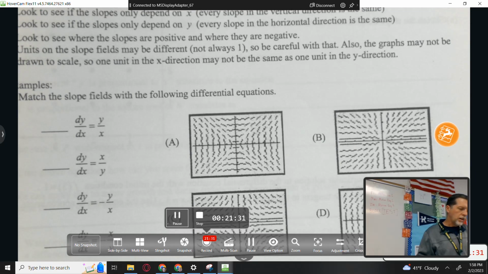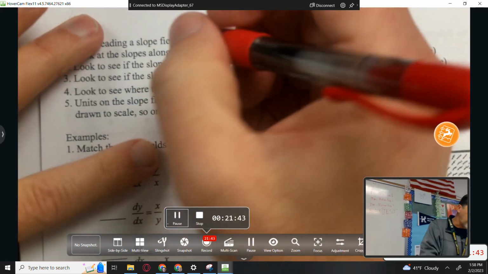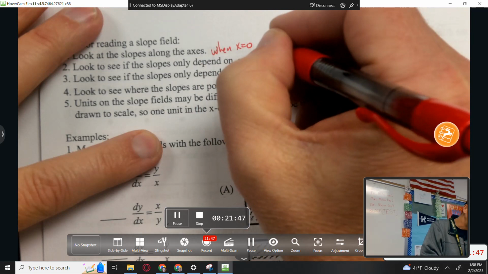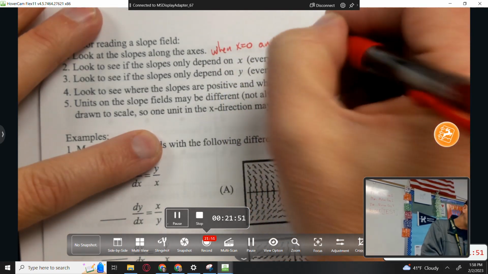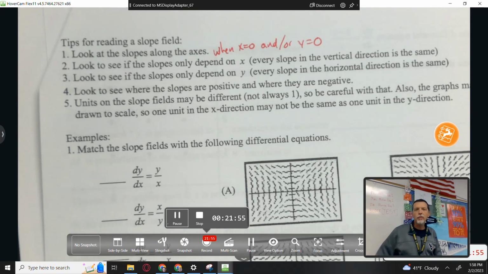All right, tips for reading slope fields. I kind of mentioned some of these already. Look at the slopes along the axes. That would mean when x equals 0 and/or y equals 0. Just because that makes the math easy, right? If you plug in 0 for one of them, it usually is an easy thing to figure out what the slope is.